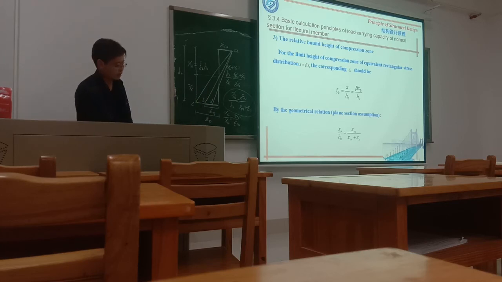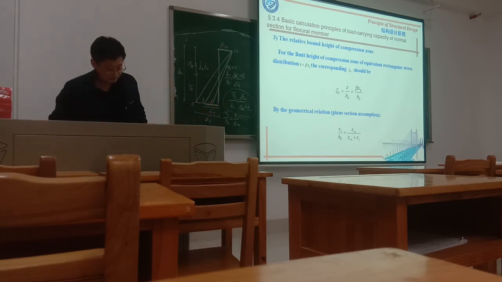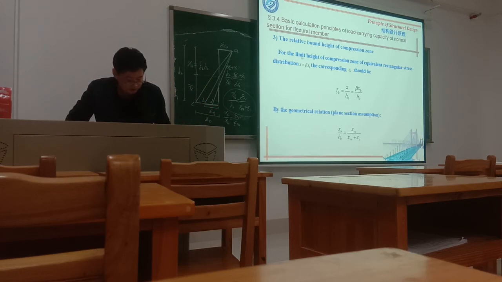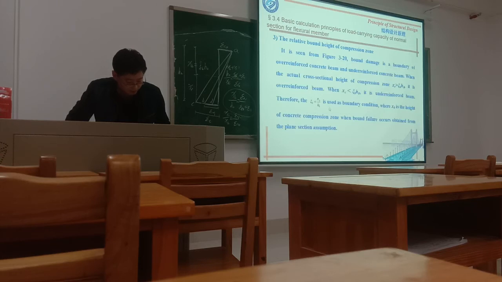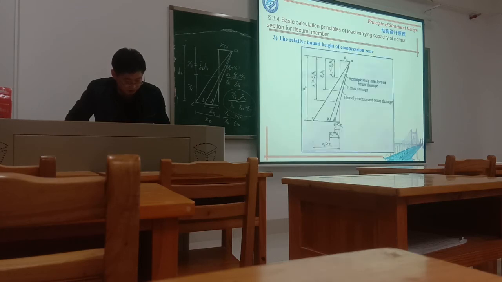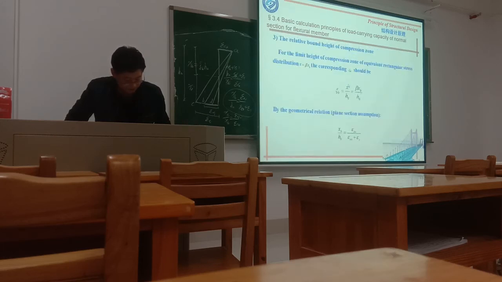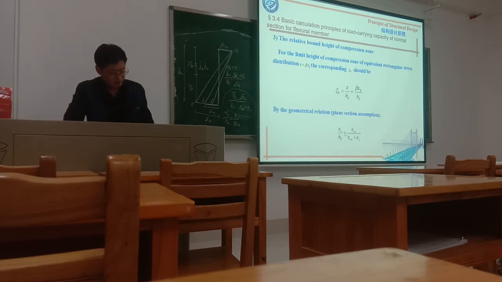KCB means XB is just non-dimensional. It's XB divided by H0, a non-dimensional coefficient. The real name is the relative compression height. Something like the limit height of compression. I remember something is called this. Yeah, something like this. So we know we can get KCB by this value.